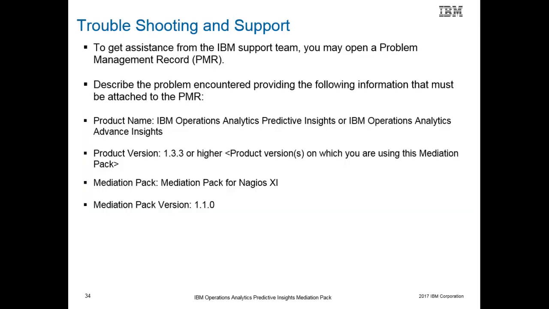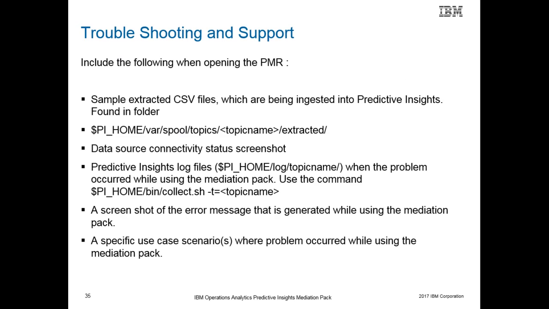If you experience any problems, you can open a problem management record with IBM support. When you open the problem ticket, you must provide the product name and version of the Predictive Insights software that you are using. You must also provide the mediation pack name and version that you have installed. When opening the problem management ticket, you must provide screenshots and extracted files by running the command shown in the slide. Also, you should provide a use case description when the problem occurred.